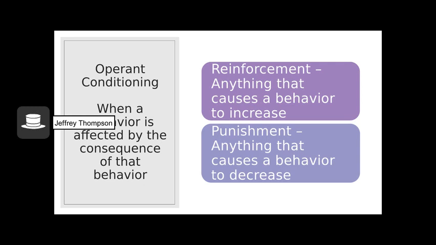Operant conditioning is when a behavior is affected by the consequence of that behavior. So if I do something and something good happens, I'm probably going to do that more in the future. If I do something and something bad happens, I probably am going to stop that behavior. So when talking about these consequences, we can either talk about reinforcement, something that happens that causes a behavior to increase, or punishment, something that happens that causes a behavior to decrease.